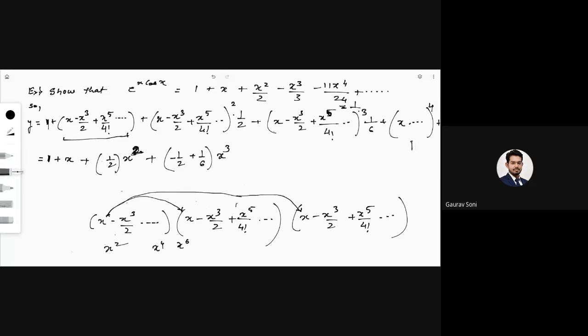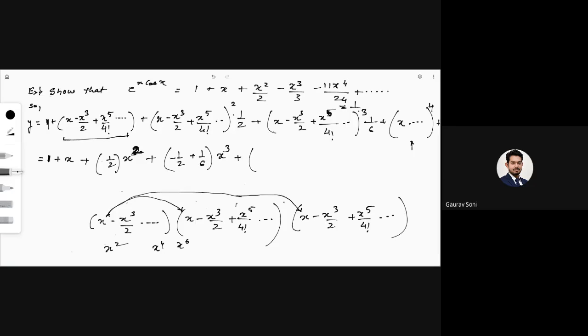In the fourth term, you cannot get x cube because the first power will itself be x raised to 4. So this will be minus 3 plus 1, 2 by 6, which is 1 by 3. Yes, that's that. Plus.